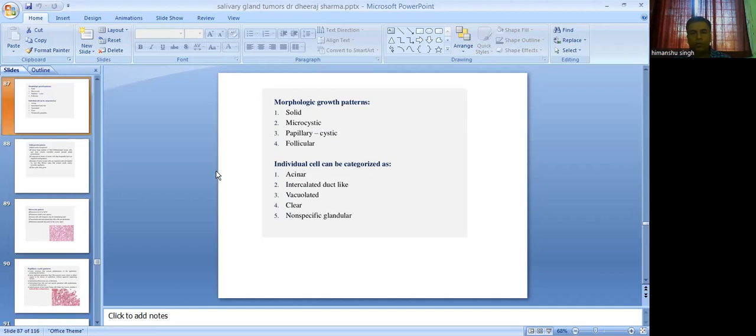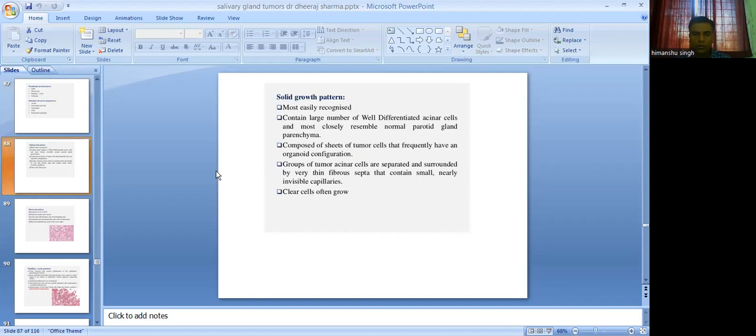The individual cells are seen as acinar cells, intercalated cells, vacuolated cells, clear cells, and non-specific glandular cells. The solid growth pattern is most easily recognizable, contains a large number of very well differentiated acinar cells, and most closely resembles the normal parotid gland.